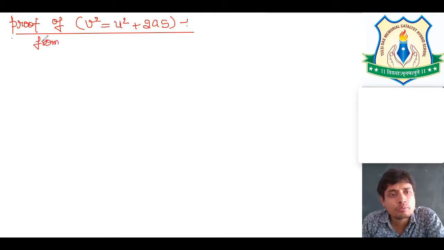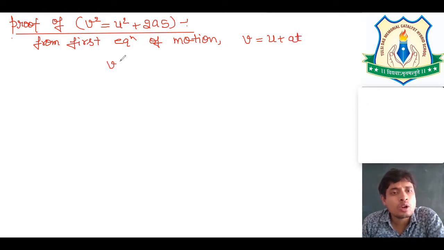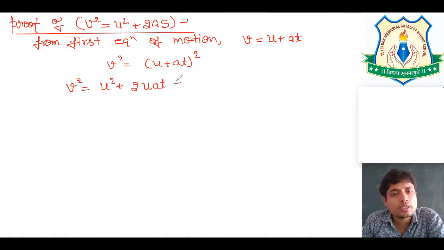From the first equation of motion, v equal to u plus at. Now square both the sides, u plus at whole square. Now we will have v square is equal to u square plus 2uat plus a square t square.